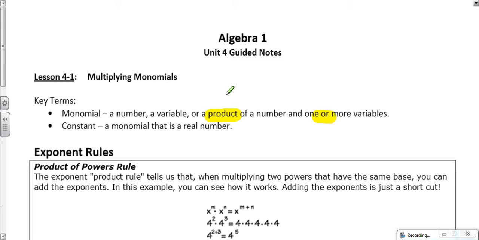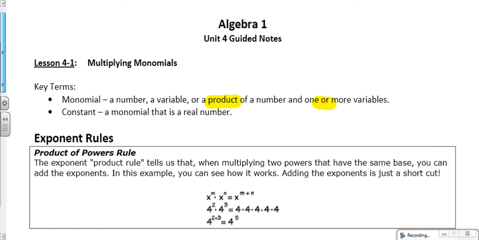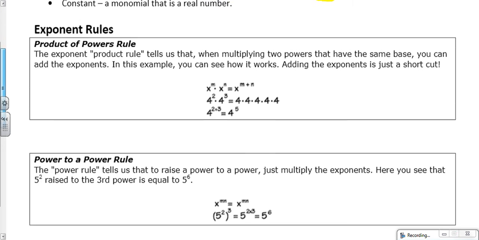If you have addition or subtraction, then we're talking about a binomial or a trinomial, etc. A constant is a monomial that is a real number with no variables. Now let's look at a couple rules that are important to dealing with monomials.